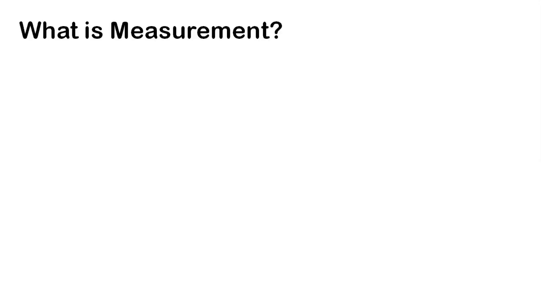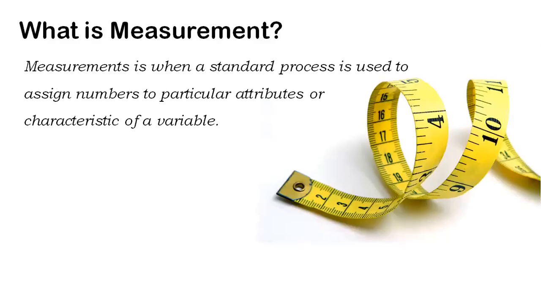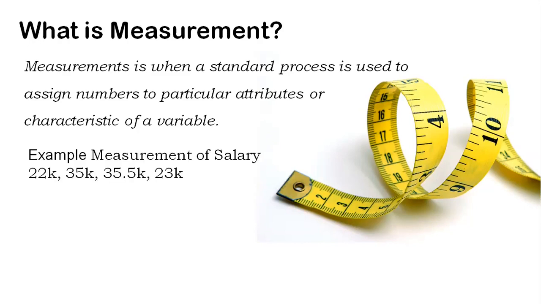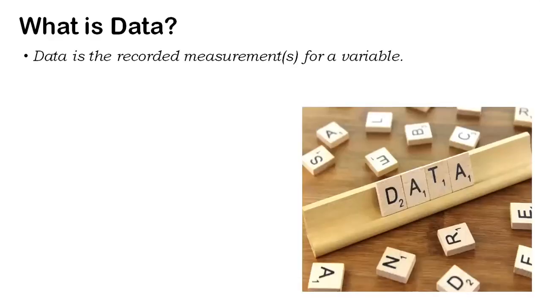Let's move to another terminology, that is what is measurement. Measurement is when a standard process is used to assign a number to a particular attribute or characteristic of a variable. An example of measurement is, suppose you have a salary, and the measured values of a salary can be 22,000, 35,000, 35,500, 23,000. So these are measurements of a salary. Now, after understanding what is variable and what is measurement, let's understand what is data. Data is the recorded measurement for a variable.